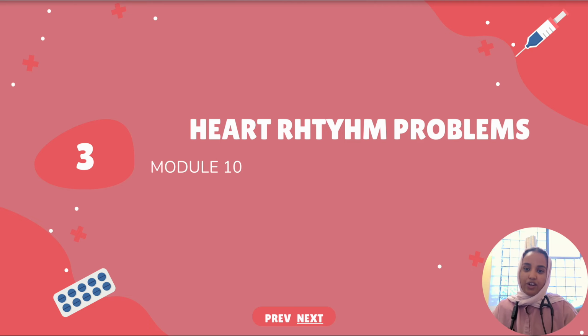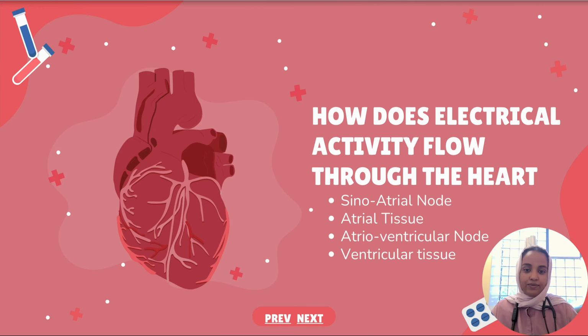We're going to start with heart rhythm problems. To further understand heart rhythm problems, we need to understand how electrical activity normally flows through the heart. As you all know by now, the heart has four chambers, two atria and two ventricles.